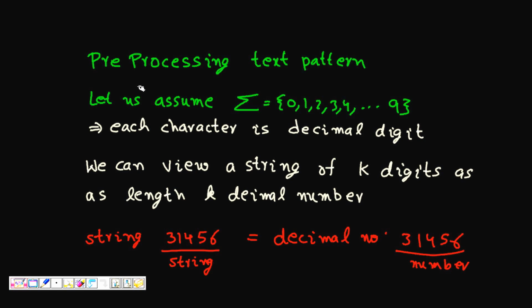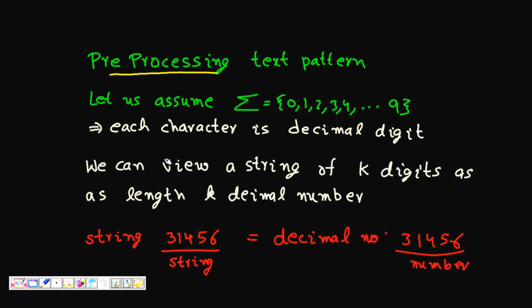So here, it involves two processes or stages. One is pre-processing of the pattern and the text, and then matching. Okay, so let's see what happens.